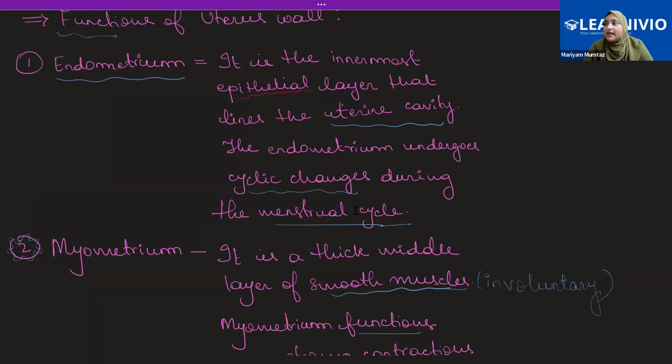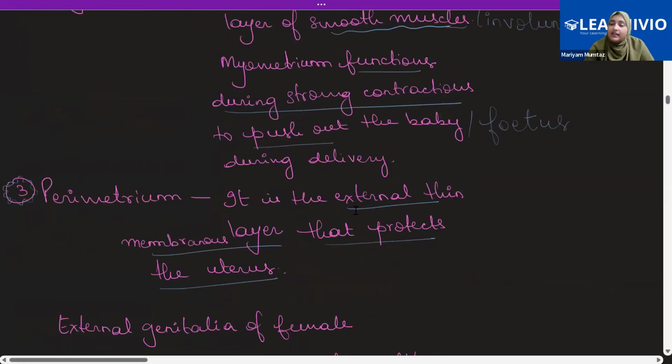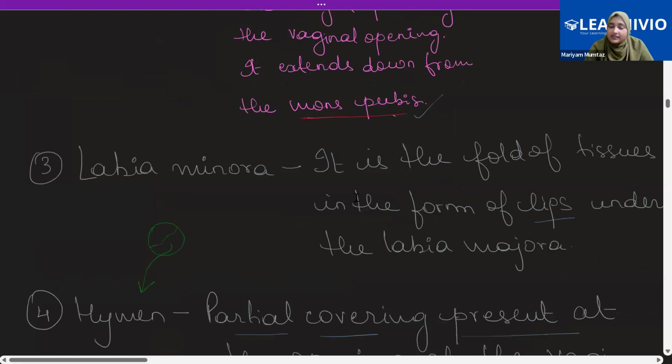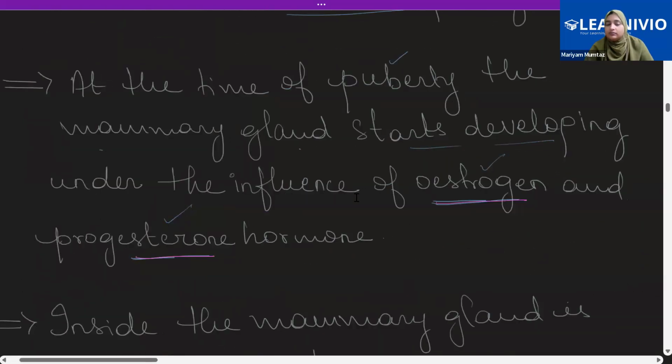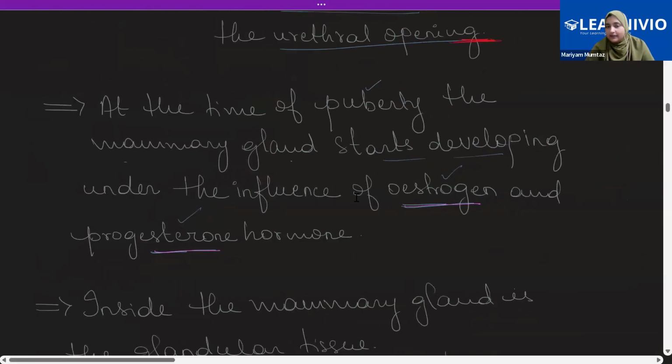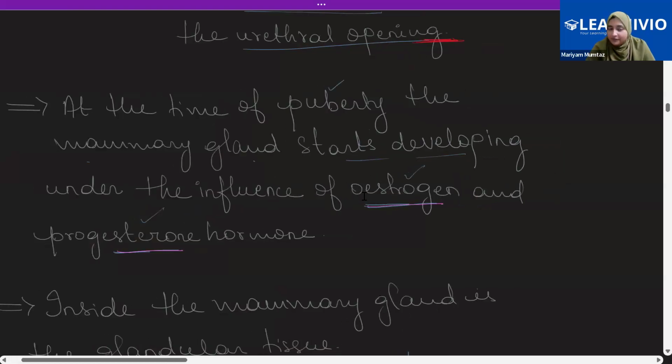Now the body is imagining that the egg will be fertilized and a zygote will be formed. This zygote will come and get inside the uterus, and then it will develop into a baby. So for that, the endometrial layer basically starts to get thickened. Understood?